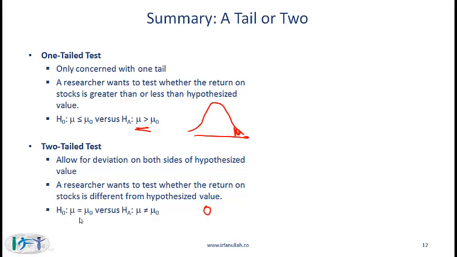In that particular case, mu naught would be 0. So whenever you see a plain equal to in the null hypothesis, there has to be a not equal to in the alternate, and this would be a two-tailed test, because here we are dealing with deviations on both sides of the hypothesized value.